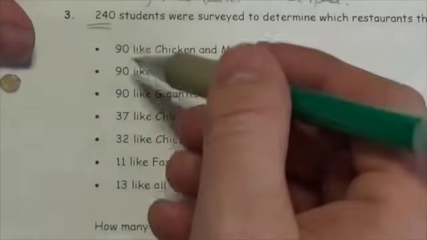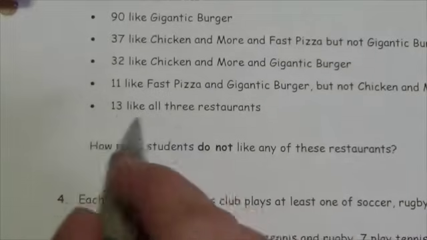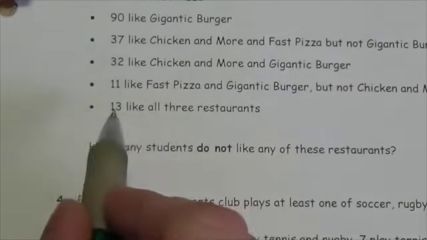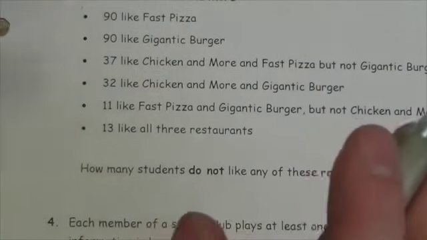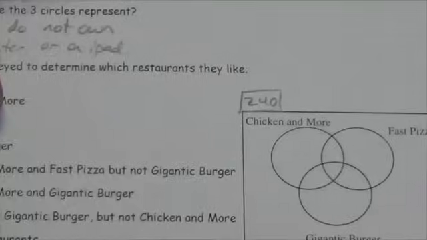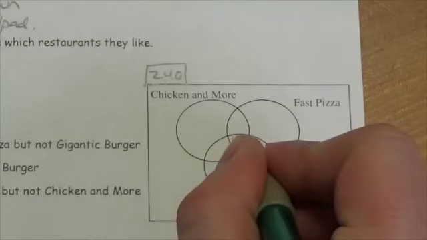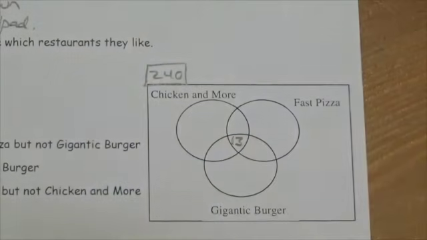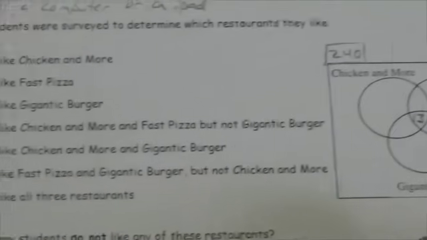I've got to go down this list here. I'm looking for all 3, and there it is. 13 like all 3 restaurants. There we go. That's helpful information. So 13 go in the center, in the overlap of the 3.